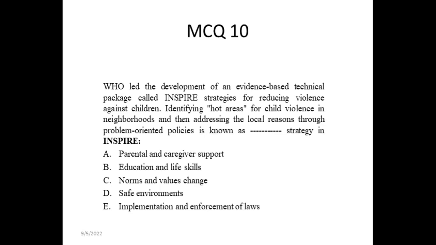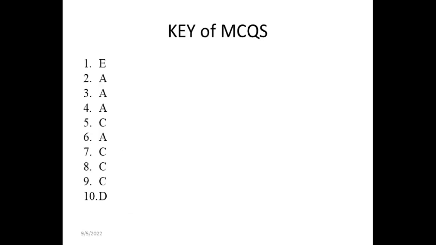Therefore, delta is the correct option, a safe environment, which includes identifying the hot areas for child violence in the neighborhood or in the environment where the child is growing or working, and then addressing the local reason through problem-based policies. According to this INSPIRE strategy, this is known as safe environment. There should be a safe environment for every child for their growth and development. Delta will be the correct option. This is the key to my MCQs.